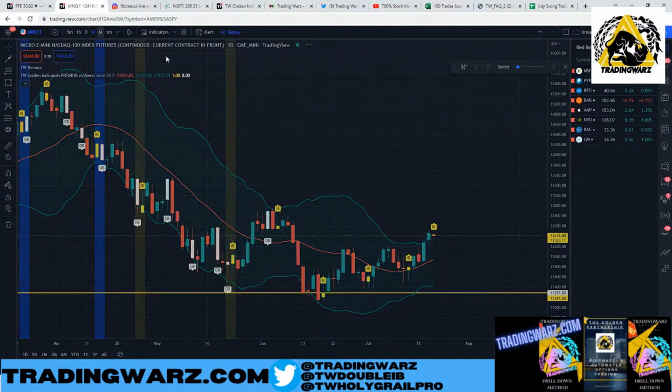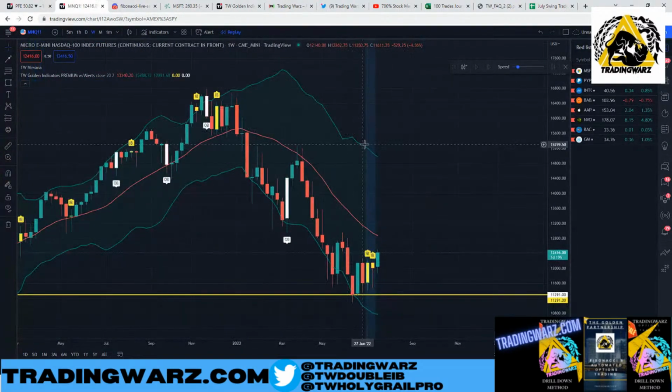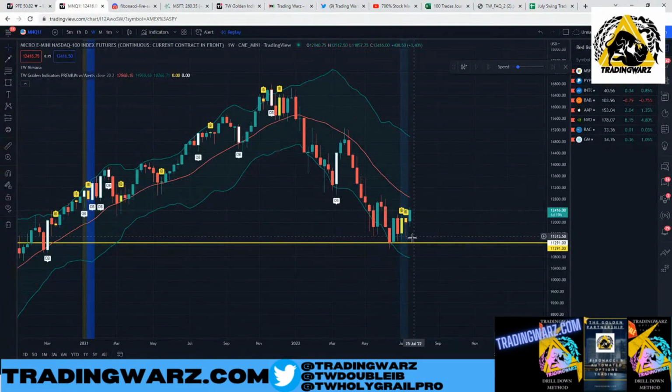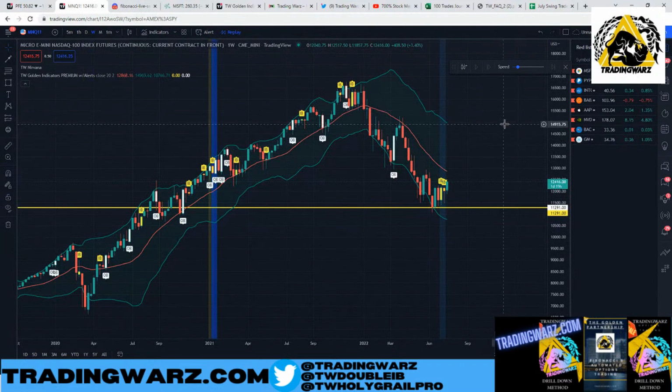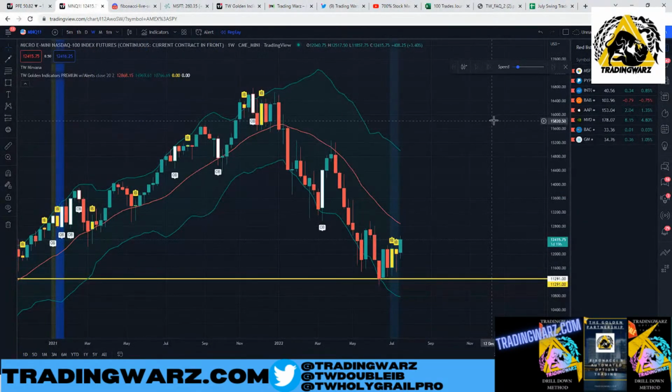So I took a swing trade on the NASDAQ using futures contracts right here. This yellow line was my entry, 11,291. A lot of you may be asking, why did I do that? I love to take long-term swing trades and investment plays using futures contracts. That's how I turned $5,000 into $80,000, because it's extremely leveraged and I don't have time decay. I don't have Greeks. It's like buying shares on steroids. So let that sink in for a second.